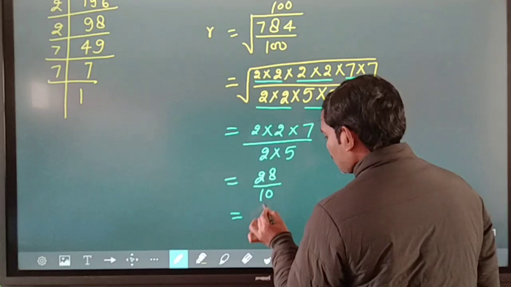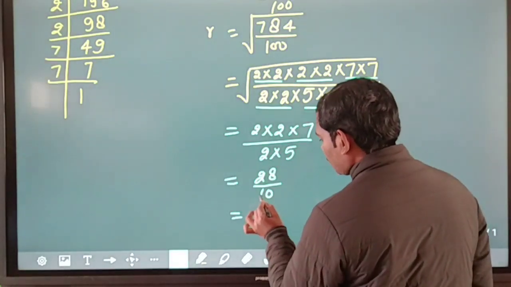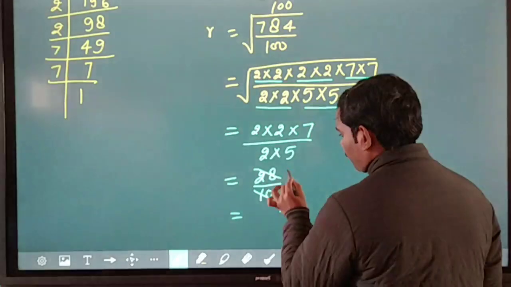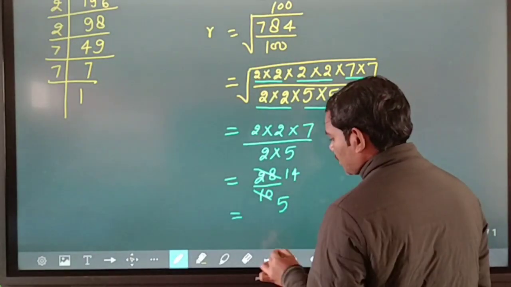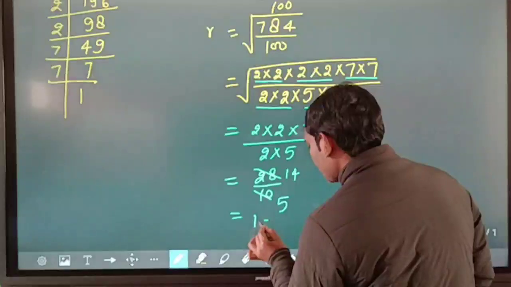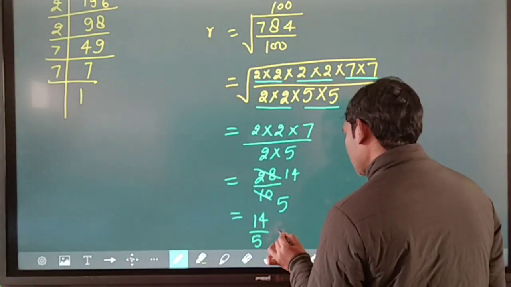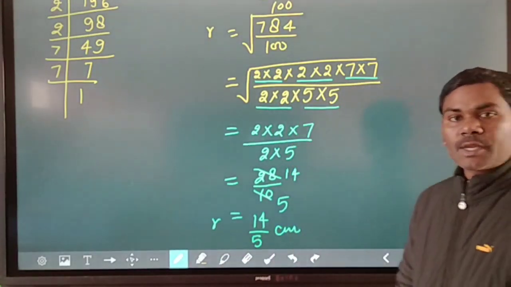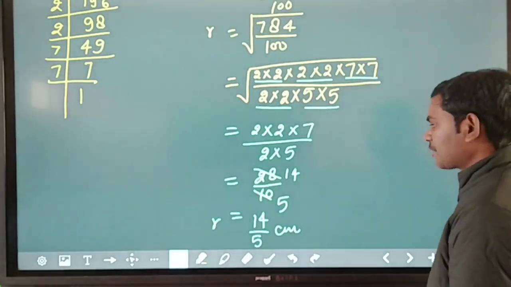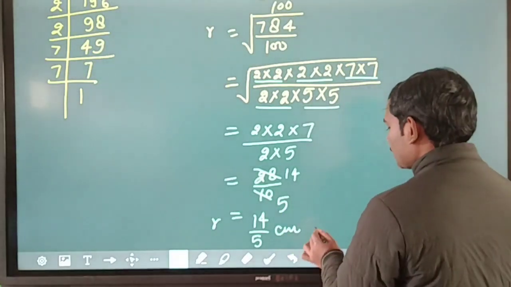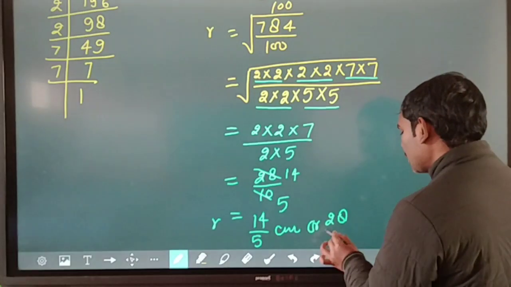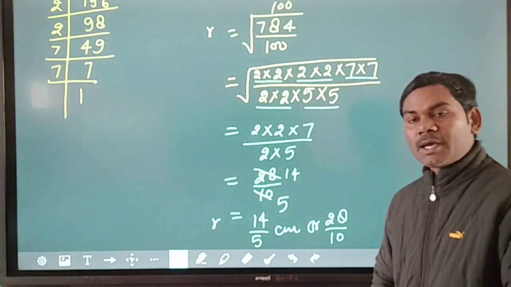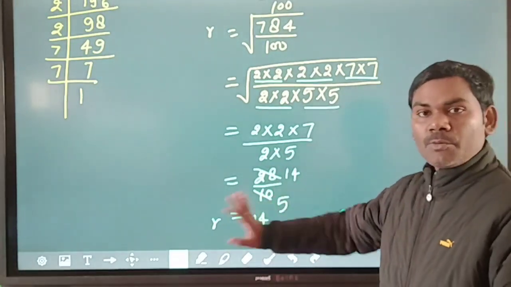So here we get 28 by 10, or 14 by 5 centimeter, which is the radius. So the radius is 14/5 centimeter. Or sometimes we take the radius as 28 by 10 also. We can use both as the radius in the formula. So I hope there is no problem.